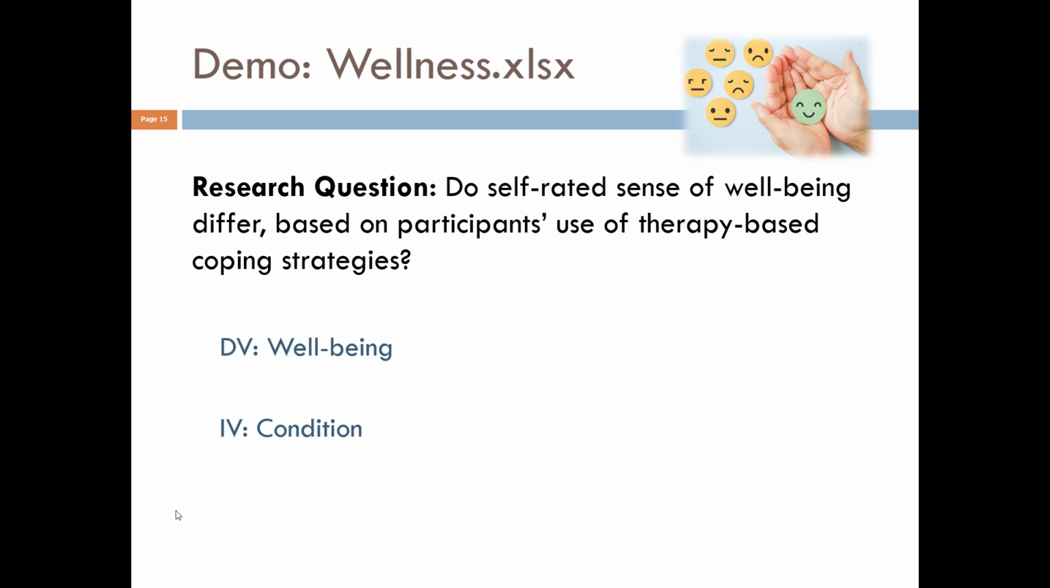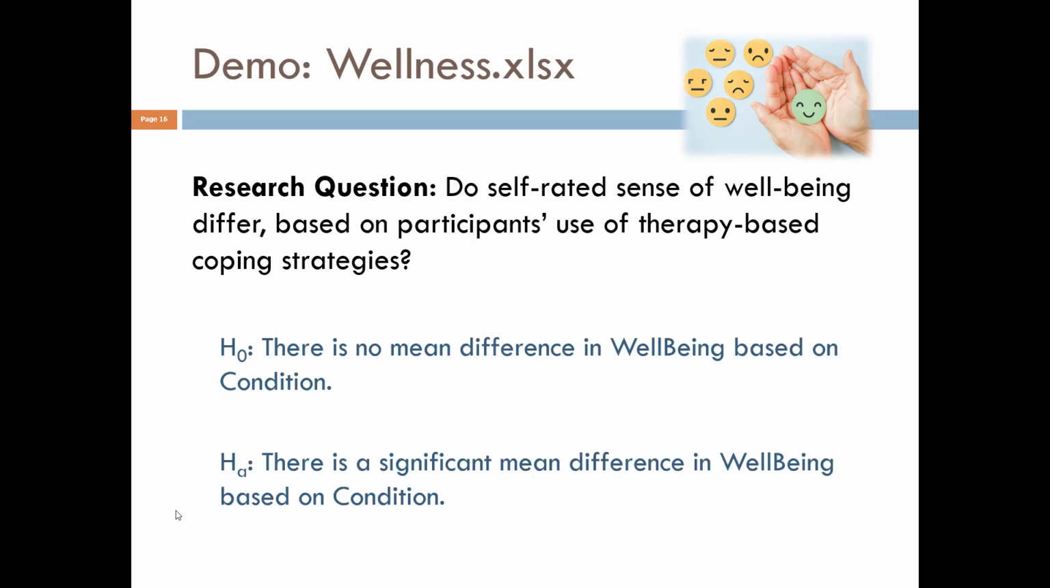So the dependent variable is well-being, and it is a continuous variable. The independent variable, which is categorical, is condition. And the hypotheses look like this. The null hypothesis says there's no mean difference in well-being based on condition, across the three groups. The alternate hypothesis says there is a significant mean difference in well-being based on condition, so at least two of the three groups differed from one another in the well-being rating.